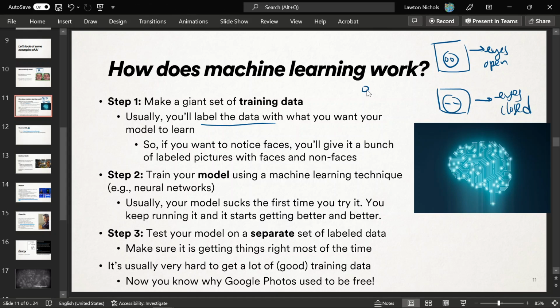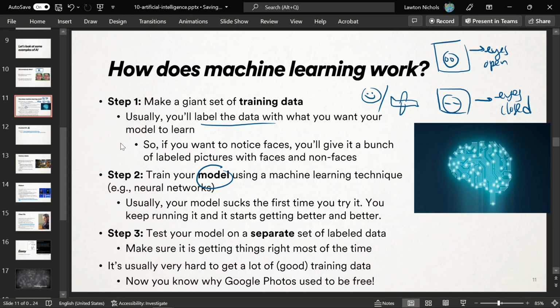So you'll give it a picture of a face, and you'll give it a picture of an airplane. And hopefully it won't think that the airplane's eyes are open or closed. It will just not even try. Right? So that's step one. Get a bunch of good training data. That's important. That's probably the most important step these days. The second step is to train your machine learning tool. Usually that's called a model.